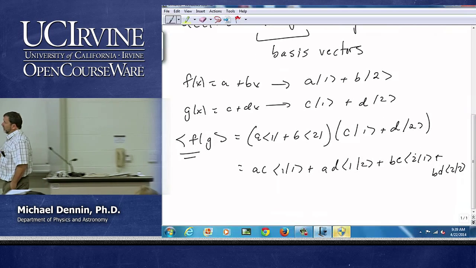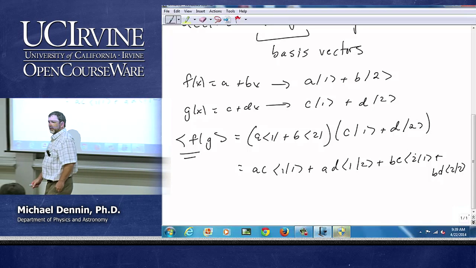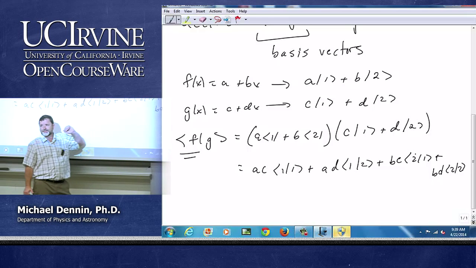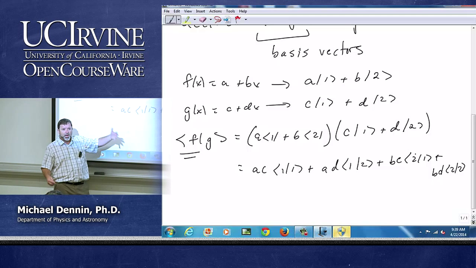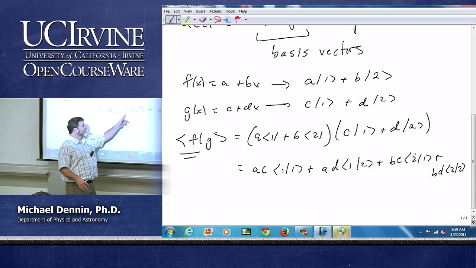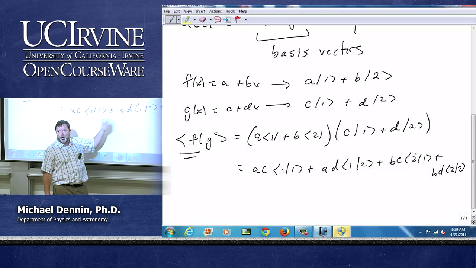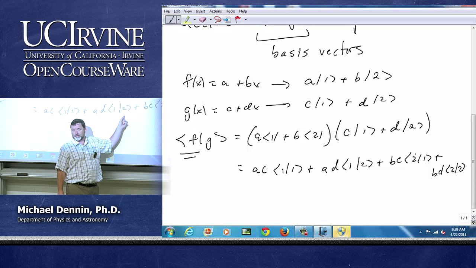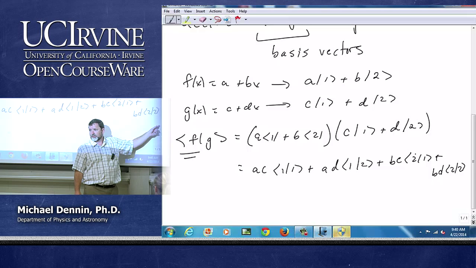And what does that big long expression equal? Anyone? Okay, why does it equal ac plus bd? Because of my definition. I've defined how the basis vectors' scalar products work, and I've defined them to be orthogonal. So <1|1> is 1. They're not only orthogonal, they're orthonormal. I defined them to have unit magnitude. <1|2> is 0. <2|1> is 0, and <2|2> is 1.